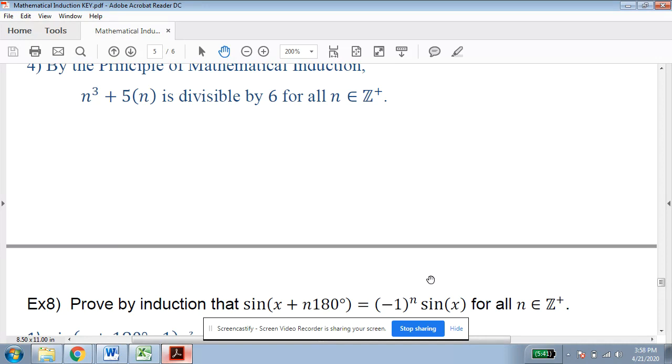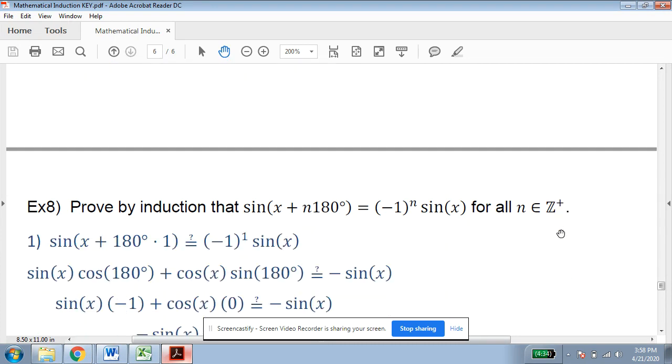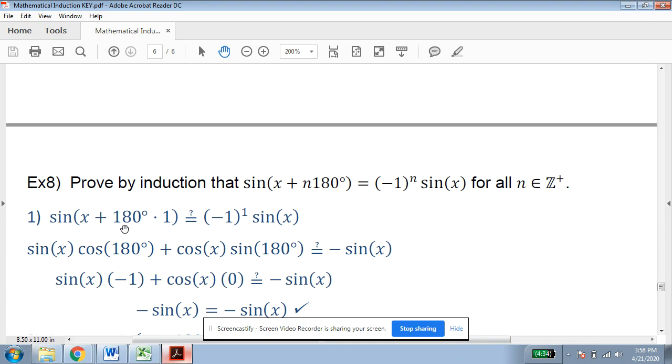For example 8, we are proving by induction that sine of (x plus 180 times some number n) equals (-1) to the n power times sine of x. Again, we're proving this for all positive integers. So step 1 is just like before. I have to show that this is true for the first case, so I'm subbing in a 1 for my n's, my lowest number.